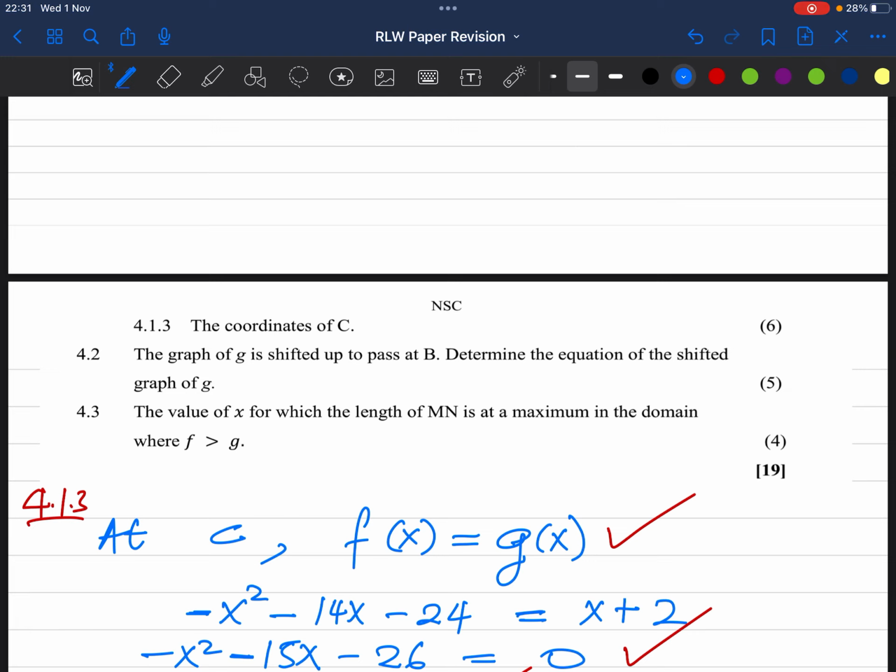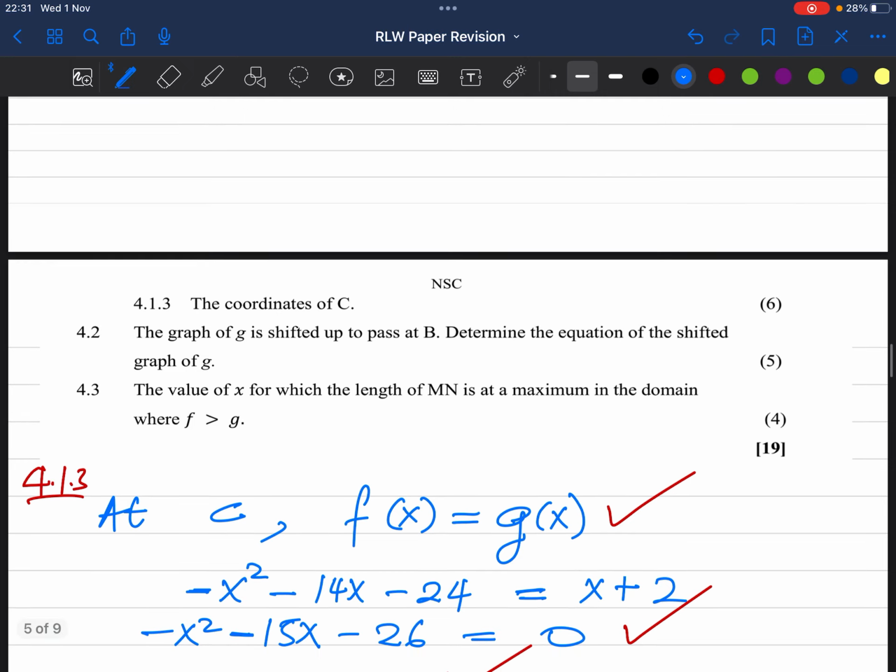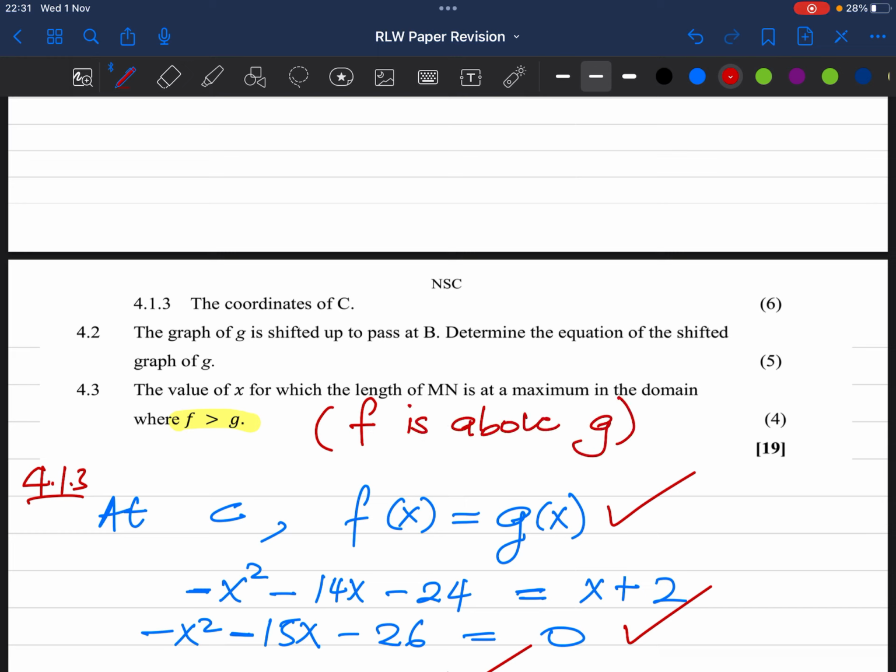Now, our last question for this video, 4.3. Determine the values of x for which the length of MN is at a maximum in the domain where f is greater than g. What is the meaning of this? They basically mean that f is above g. So the length of MN will be the above function minus the below function.